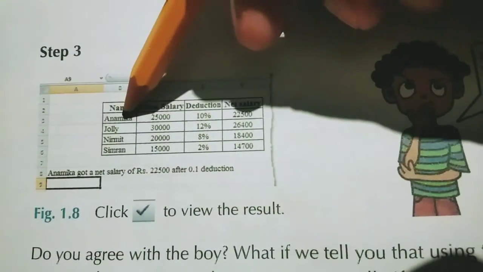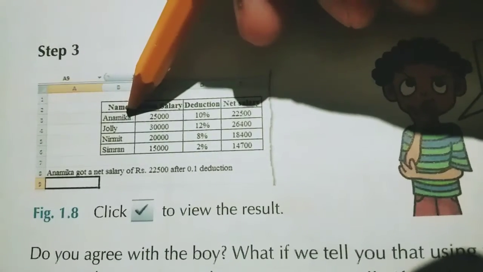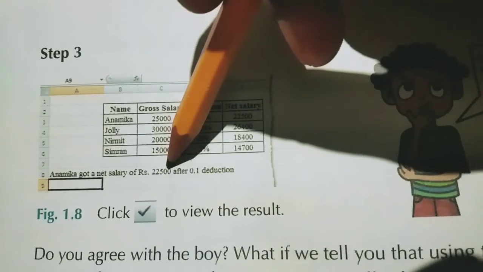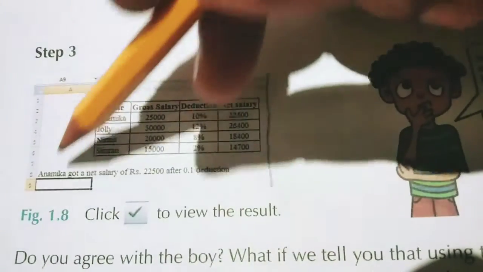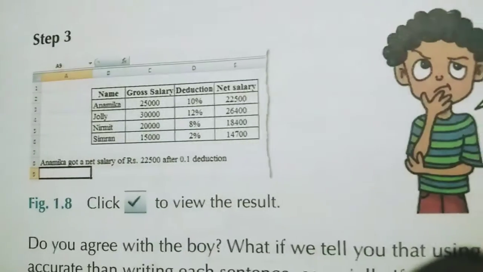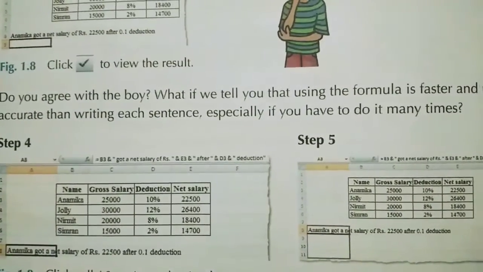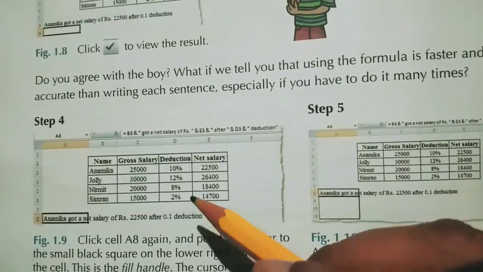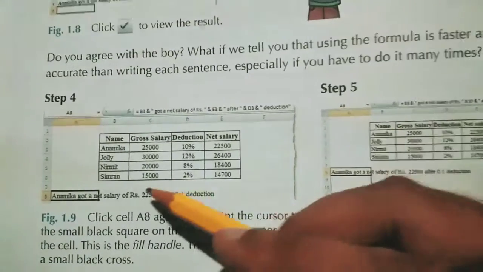See, B3 in the formula, what have you written? B3. What is the value of B3? Anamika. Then we have written E3. E3 means this salary 22500, and D3 means this one, 10%. In this way it is written in one cell. It's very interesting to write the words and letters joined together. Understood? So students, I think you have understood this text formula, how to join the words together and write them in one sentence. See, one sentence is written here.